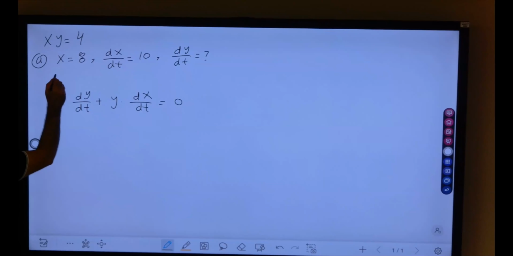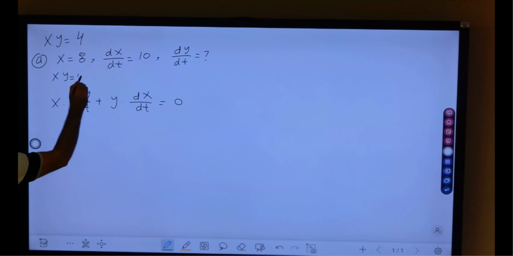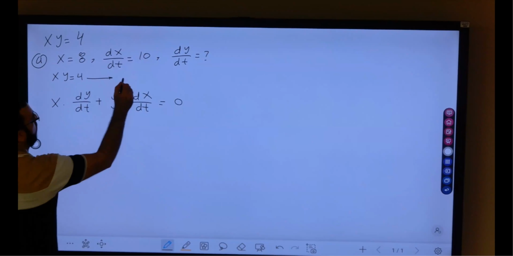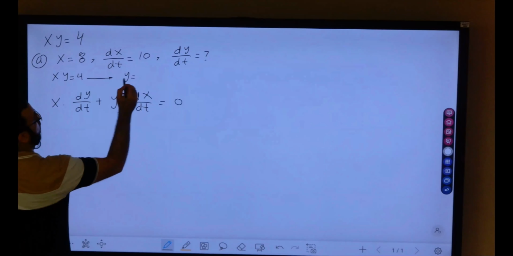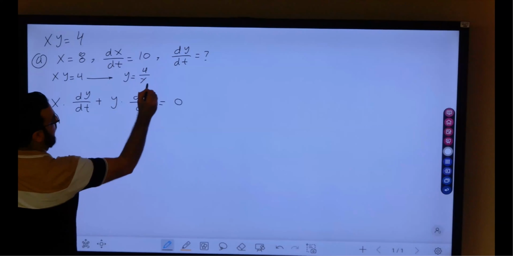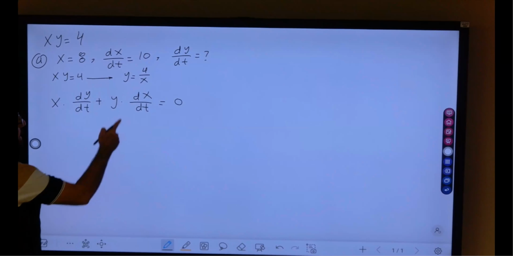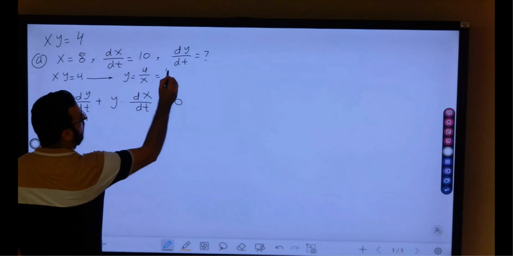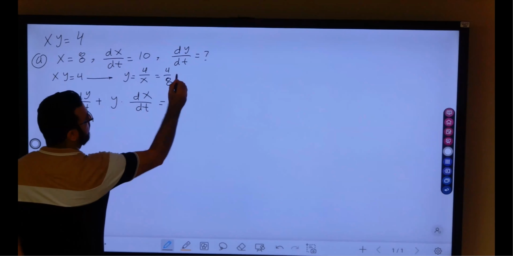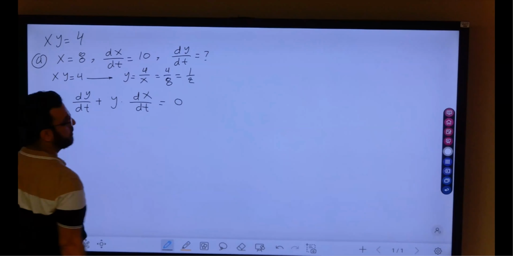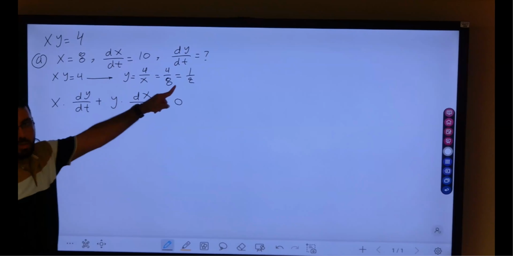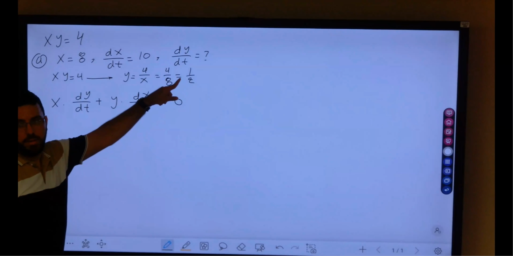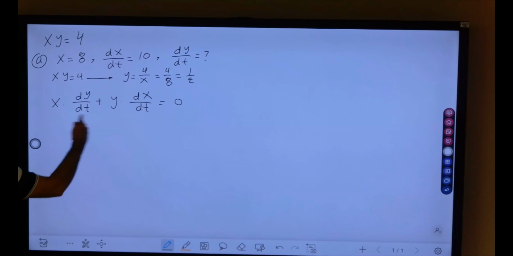We have xy equal 4. That means y equals 4 over x. You plug in 8 here, which is 4 over 8, which equals 1 over 2. See, that's the tricky thing with this example. We have x, but we don't have y, so we have to find the y. Now go ahead and plug it in.